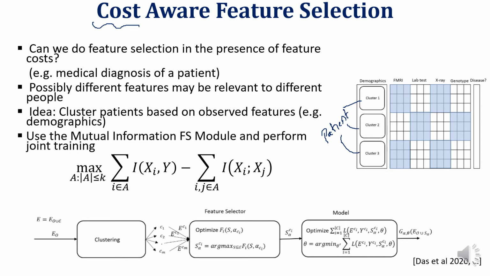Some tests for patients might incur cost, and it's not necessarily cost in terms of money, but it may also have other side effects. And that's exactly where the patient clusters based on observed features help determine correlation of feature sets with patient groups. So for certain sets of patients, certain features should not even be considered.